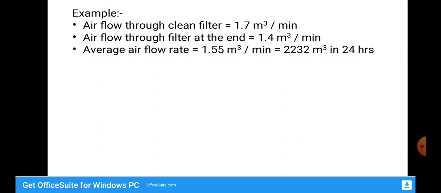We are sampling for 24 hours, so convert it in 24 hours. So meter cube of air will be 2232 meter cube.